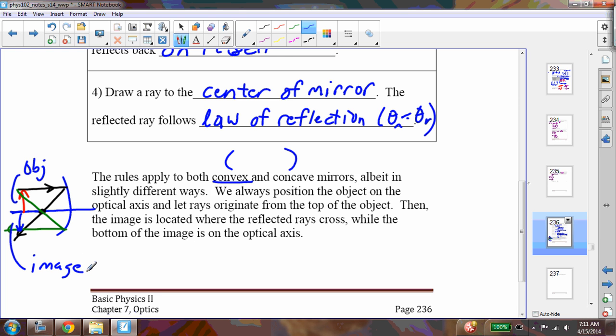And notice that we see in this case the image is inverted, and it's a real image. It's inverted just because of the way that I've drawn it, because the rays cross below the optical axis. Remember, this is what we call the optical axis. And since the rays cross below the optical axis, this image is inverted. Since the image is on the same side as the object, then it's a real image. Because the object is in the real space and the image is in the real space, it's a real image. All right?